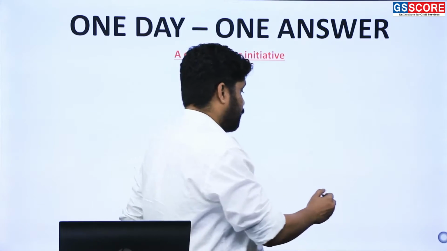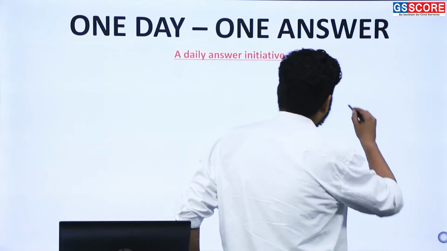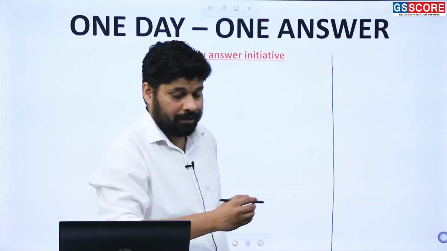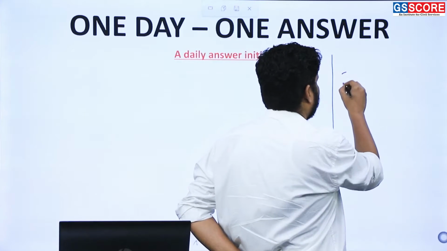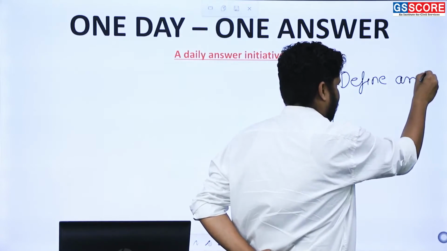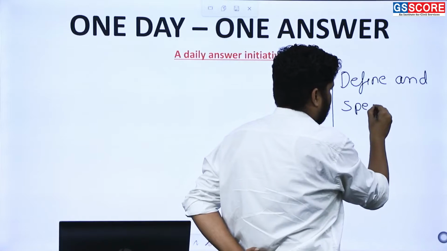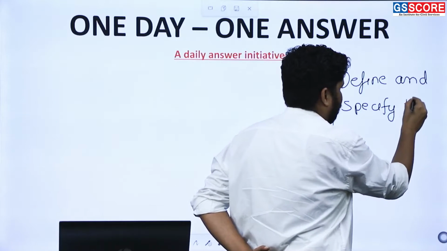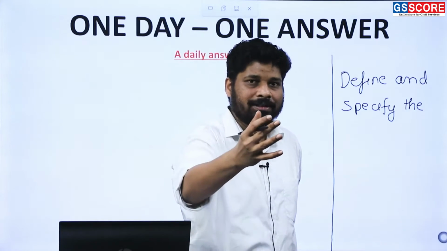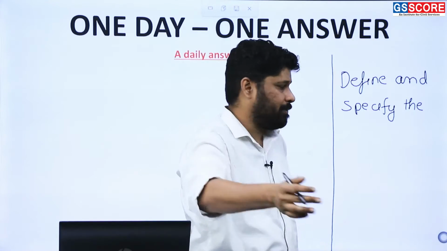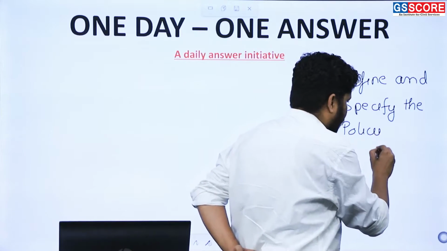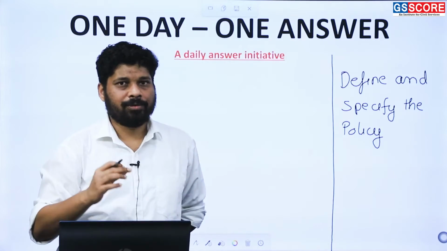Basically, in the first instance, it is necessary for you to define and specify the policy. For example, if the policy is China's string of pearls, then you have to mention that particular strategy and specify it. When I say define, mention the objective of the policy in one line.